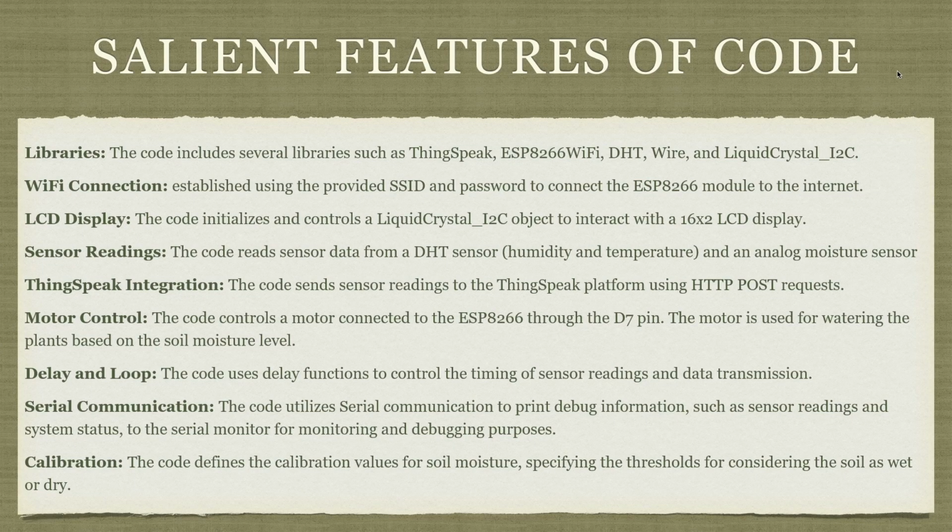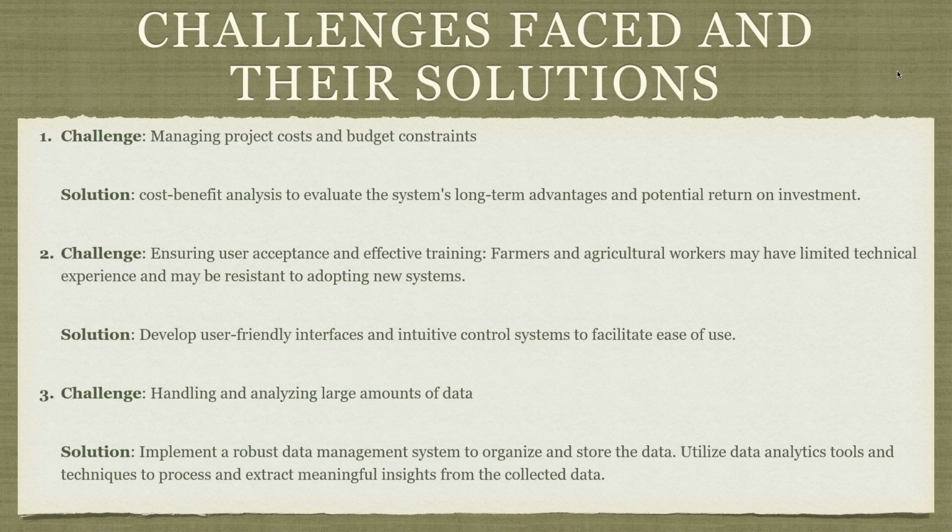We used several delays and loops in the code so that we can control the timing of sensor readings and data transmission. Serial communication was utilized to print debug information such as sensor readings and system status. Calibration was used to define the values for soil moisture, specifying the thresholds for considering the soil as wet or dry. Now, of course, during the entire project, we faced several challenges, but we also found the solutions.